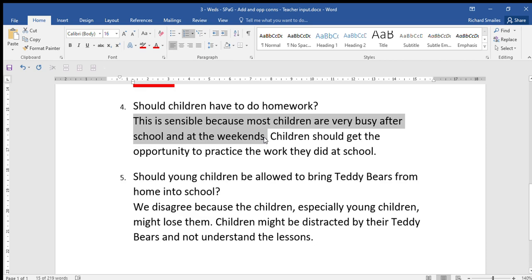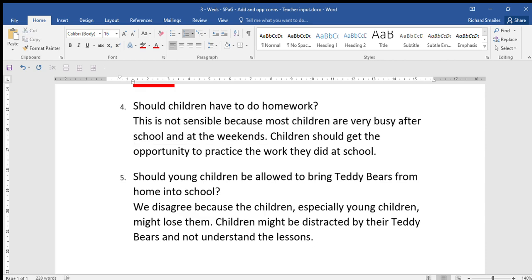Now, maybe we need to add another word. Right, that makes it make sense. So this is not sensible. Okay, now I've put that extra word there. That's not part of the test. This is just something that was missing.